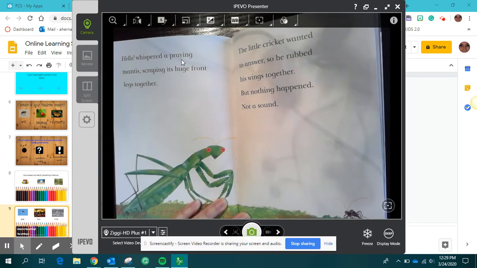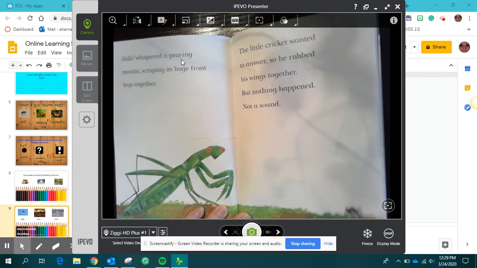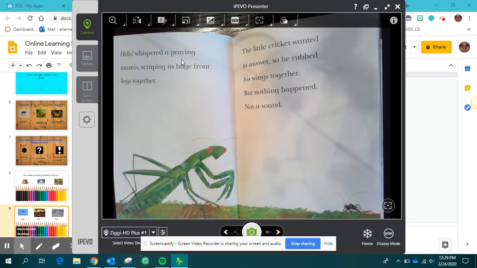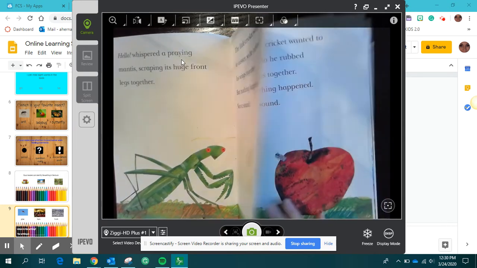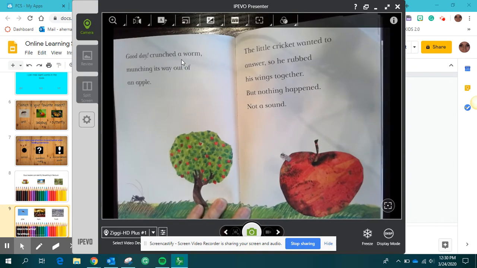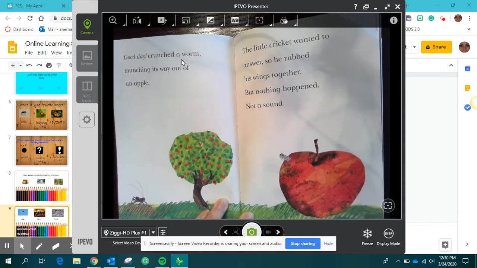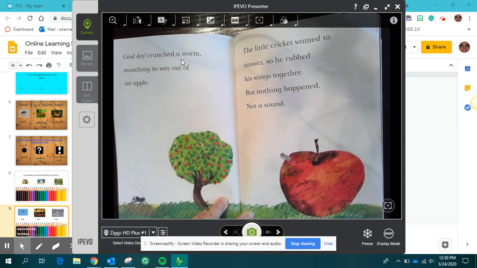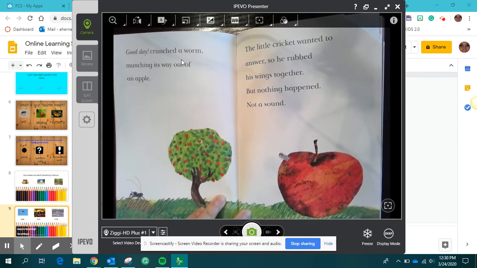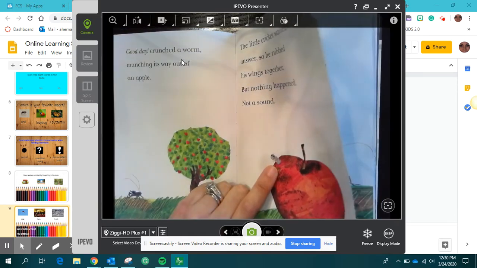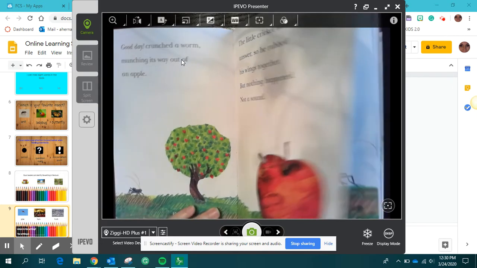"Hello," whispered a praying mantis, scraping its huge front legs together. The little cricket wanted to answer, so he rubbed his wings together, but nothing happened, not a sound. "Good day," crunched a worm, munching its way out of an apple. The little cricket wanted to answer, so he rubbed his wings together, but nothing happened, not a sound. What's that coming out of the apple? It's a caterpillar.